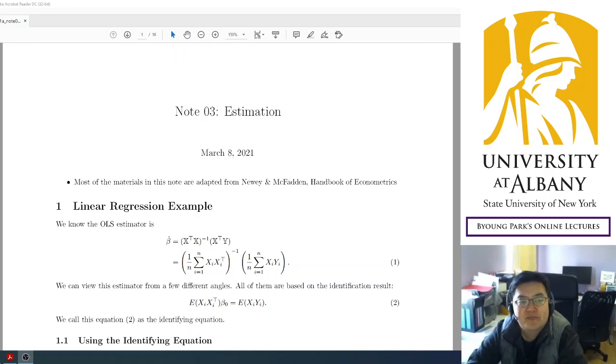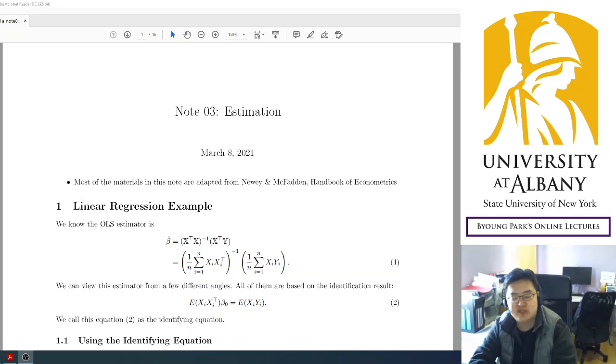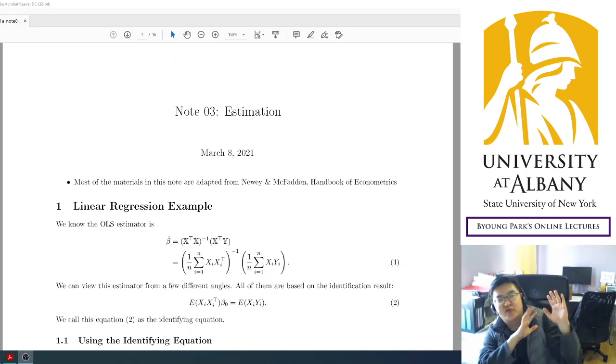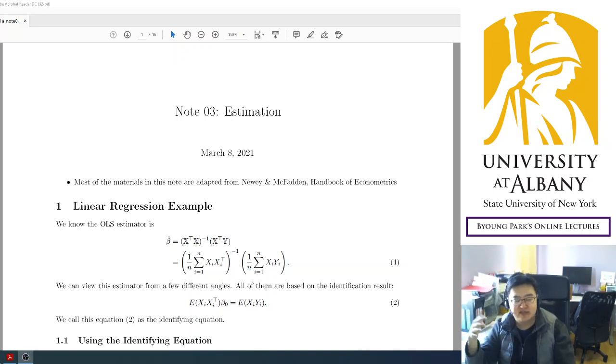Hello. From today, we are going to study a new chapter. Chapter 3 is the estimation, and the main purpose of this chapter is to give you a general framework for estimation for different models. So far in the first two chapters, we considered models and assumptions and what happens if they are wrong, and things like that.